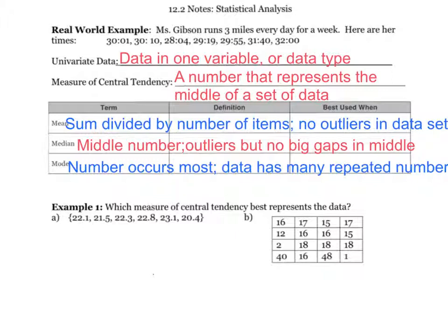So right away, mean looks like a pretty good one for us to use because there's no outliers in the data set. For median, we are not going to use that because it says that there are outliers, and in this case, there aren't any. And then we're not going to use mode because this says that something repeats a lot, and in this case, we don't have any numbers that are repeating at all. So in this case, we would use the mean.